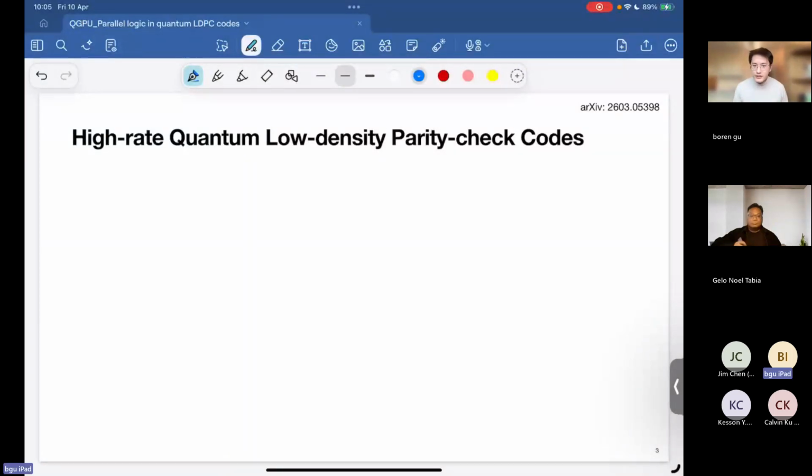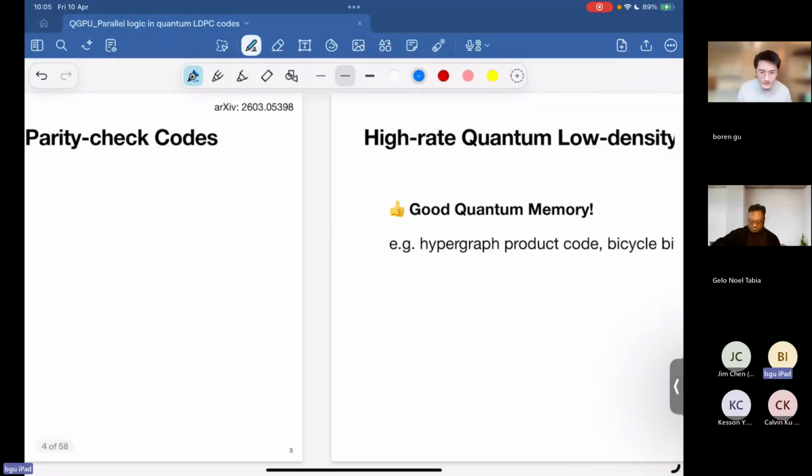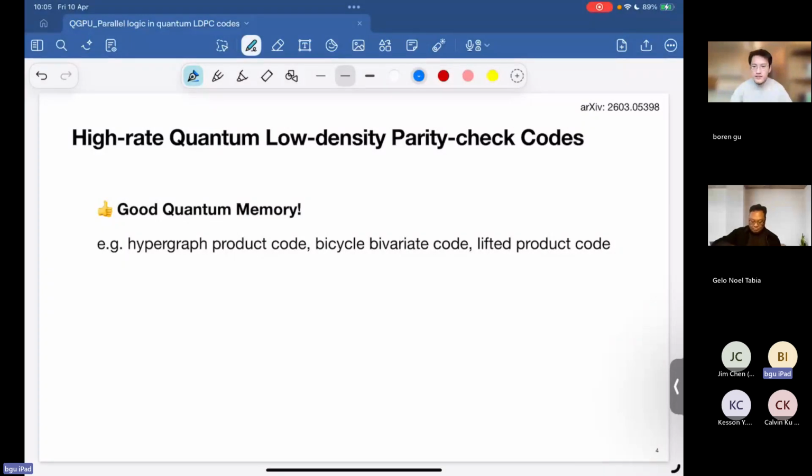Let's speak of high-rate quantum low-density parity-check codes. Around 5 to 10 years ago, we got these high-rate quantum LDPC codes that are good in quantum memory, for example hypergraph product codes, bivariate bicycle codes, and lifted product codes. They are high rate compared with the surface code, which is also LDPC but always encodes one logical qubit in a patch.